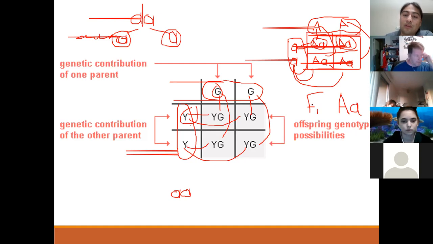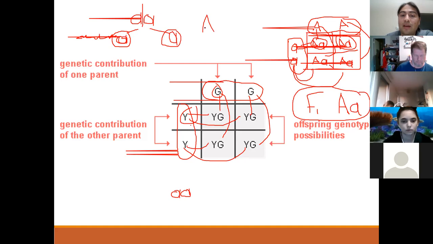So that's how we do, for example, an experiment like this one. We have to divide the contribution of one parent on the top, and the contribution of another parent on the side. And then we do the combinations inside of our Punnett square. So for this one, we can say that there is 100% probability that this generation is going to be heterozygous. So the genotype is going to be heterozygous.